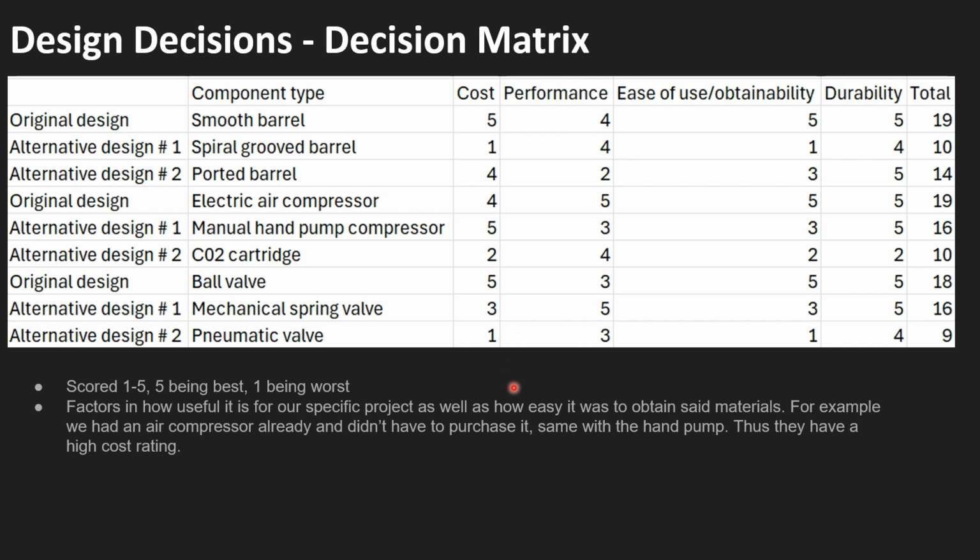With all those, I decided to do a decision matrix, with 5 being the best choice and 1 being the worst. It factors in, for instance, the cost. If we are able to grab the part for free, the cost will be 5. If we have to buy the part and it's costly, it's 1. For the best ones, we came up with the smooth barrel, the electric air compressor, and the ball valve as being the best for the decision matrix. The weaknesses, such as the pneumatic valve, it's very costly. Its performance is so-so. Obtainability, again, it's costly. Or for instance, the ported barrel, its cost isn't that bad, but its performance isn't needed. We don't really care about the kickback. We're only caring about velocity right now.